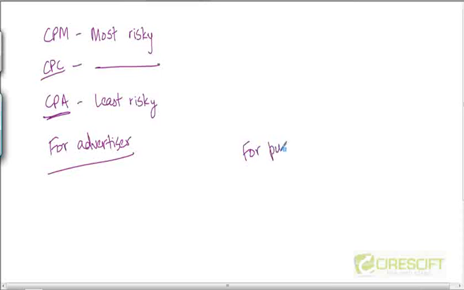Now I want somebody to tell me which is the most risky for the publisher among these three. Hello, sir. For the publisher, I think CPC is the most risky. Okay. Let's say we take CPC and CPA. Why is CPC more risky than CPA?